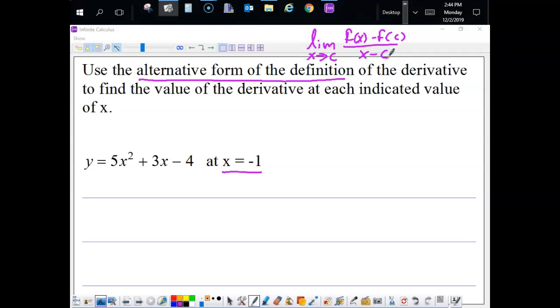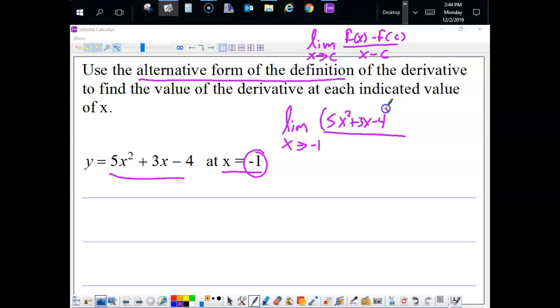All right, so here we go. The limit as x approaches c, which in this case is -1, is equal to the function minus the value of the function at this point. So I need to plug in -1. It's going to be 5 minus 3 minus 4, which is -2.